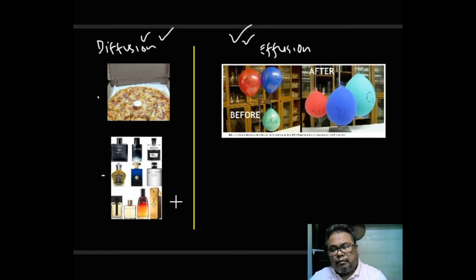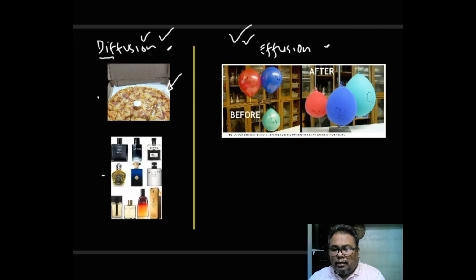And same goes with the perfume or cologne. When someone sprays cologne or perfume, even if that person is 3 or 5 meters away from you, after some time you can smell his or her cologne. The reason for that is the movement of the gases. When we say diffusion, this has something to do with the movement of gas molecules from a greater concentration to a lower concentration.